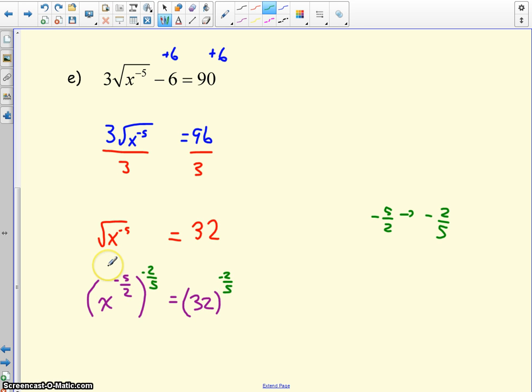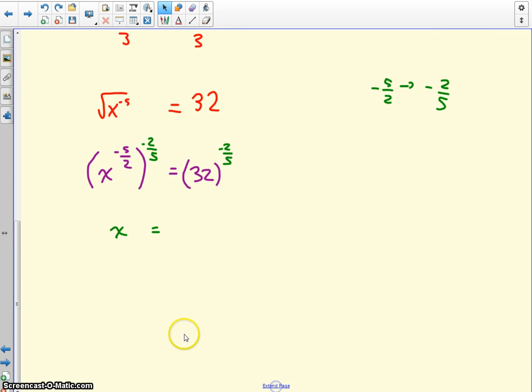Okay, and again, you should do a quick little double check to make sure that you have the right exponent here. So you multiply negative 5 over 2 and negative 2 over 5. The 5's cancel, the negative 2's cancel, you're just left with x. So then all you have to do is evaluate 32 to the negative 2/5, which by now we're probably getting close to being experts at. So it's a negative exponent. I'm going to rewrite it as a positive exponent first. So I'm going to have 1 over 32 to the positive 2/5.